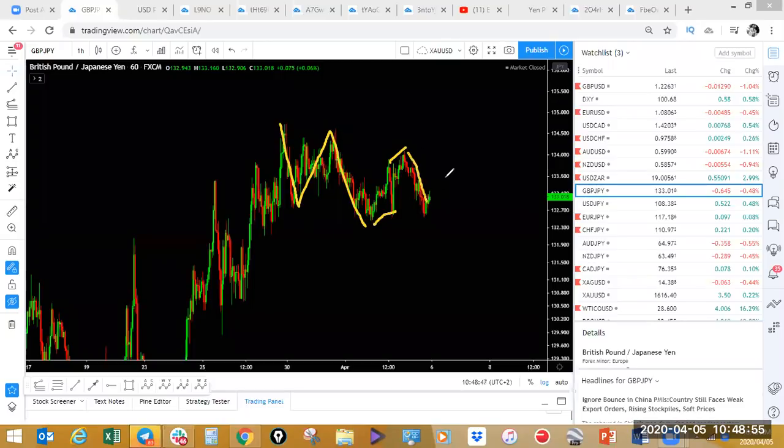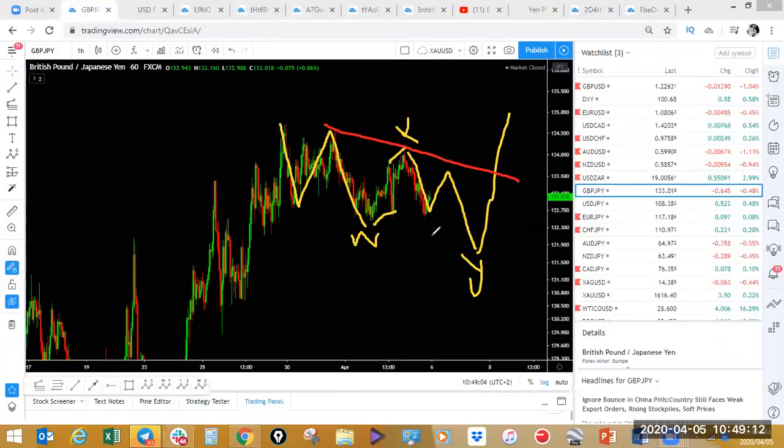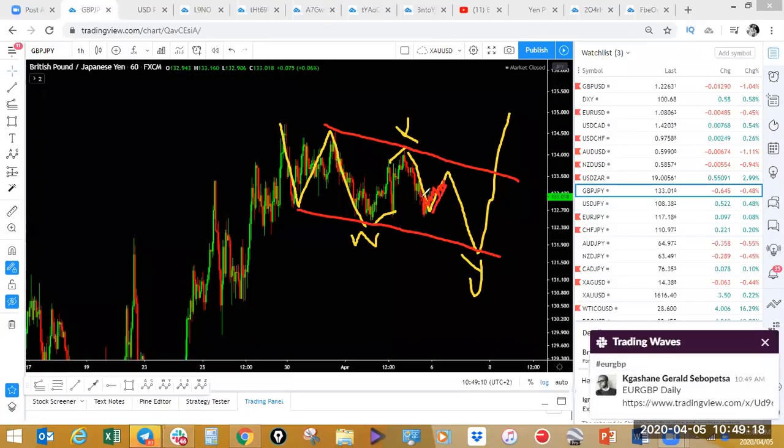1, 2, 3. Now we're looking for another 1, 2, 3. Bit of a pullback there, another one here. So this will be a double correction here, and then a continuation to the upside. So we'll be looking for this one to be a corrective structure there. We'll be looking for that upside. If you're going to have a trade here, it will be against the trend to the downside. Overall, we're still looking for this to continue higher.